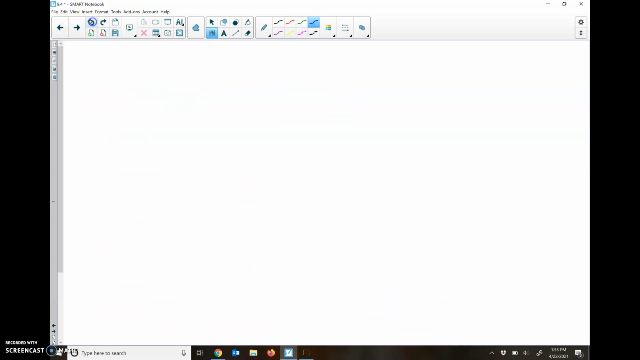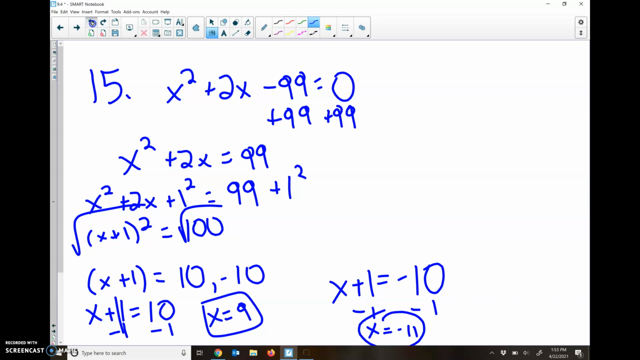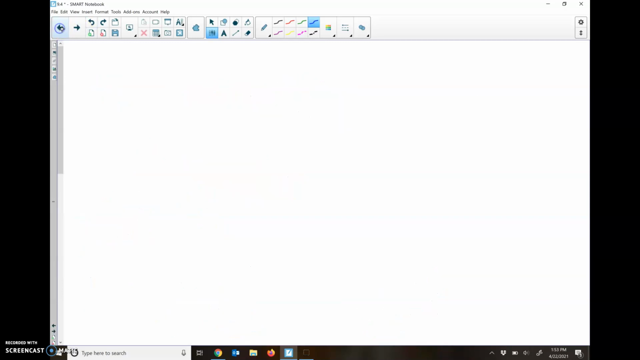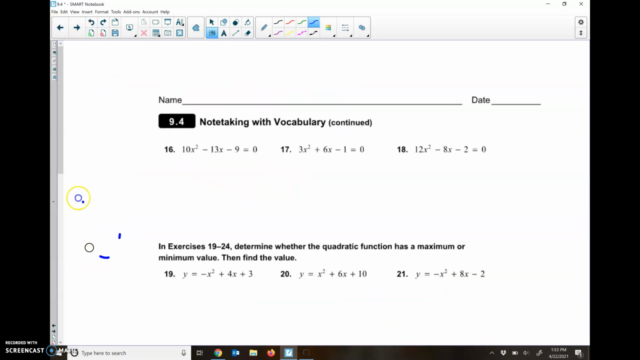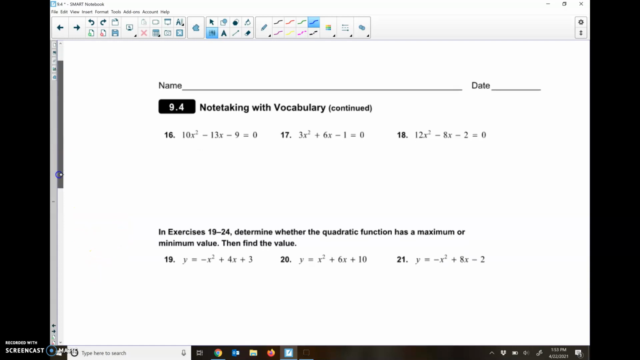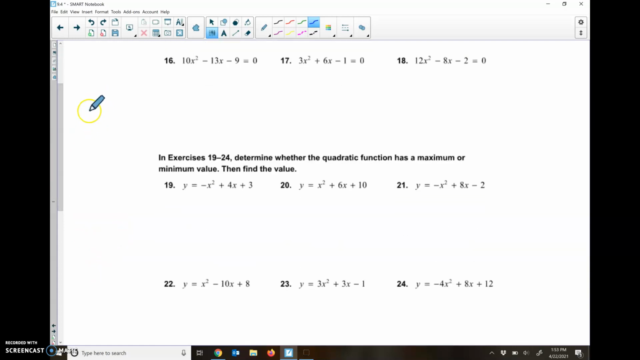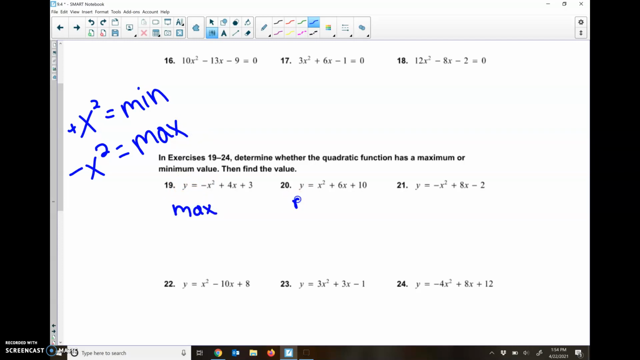So if you remember, when we do those, if it is a positive x squared out in front, so positive x squared, that means we're going to have a minimum. If it is a negative x squared, that means we're going to have a maximum. So I can already tell number 19 is going to have a maximum. Number 20 is going to have a minimum. 21 is going to have a maximum. 22 is going to have a minimum.